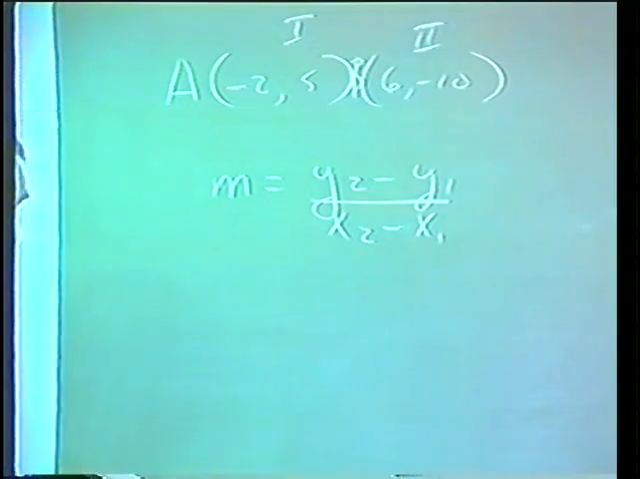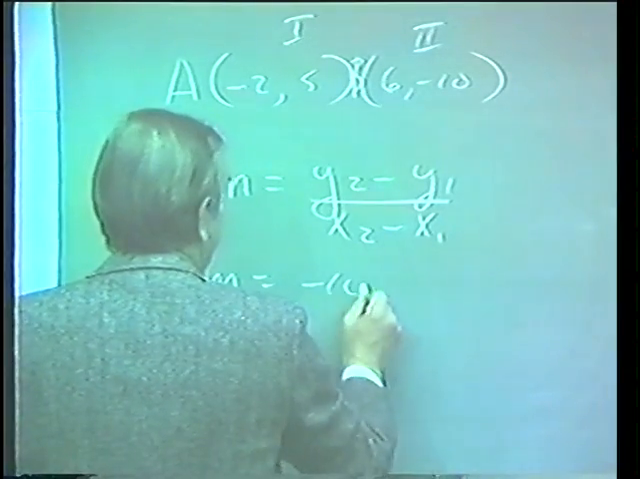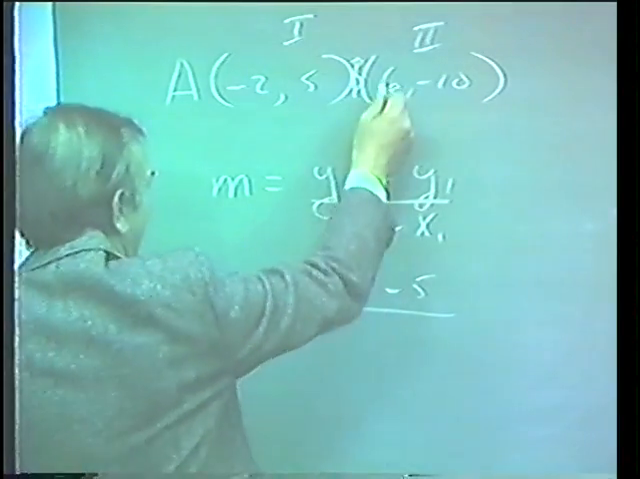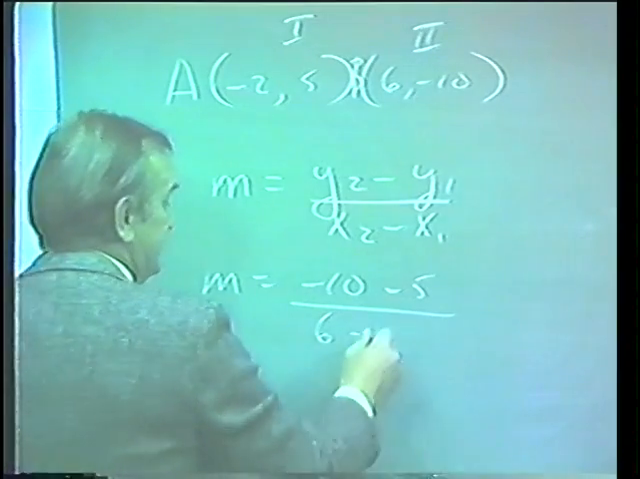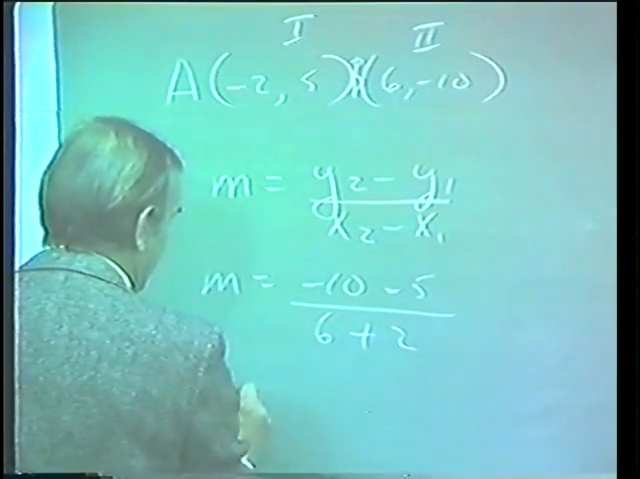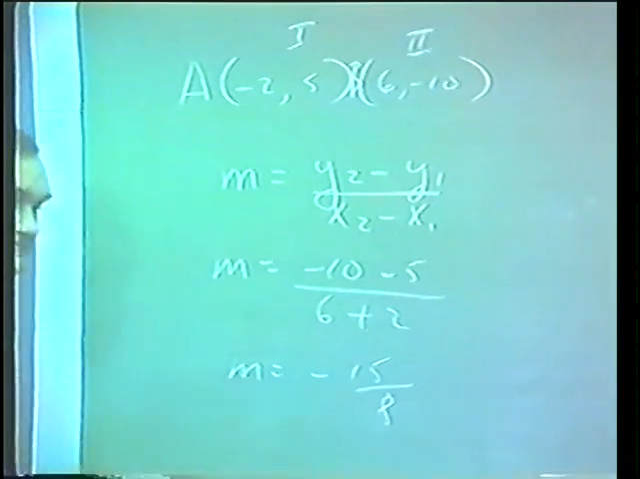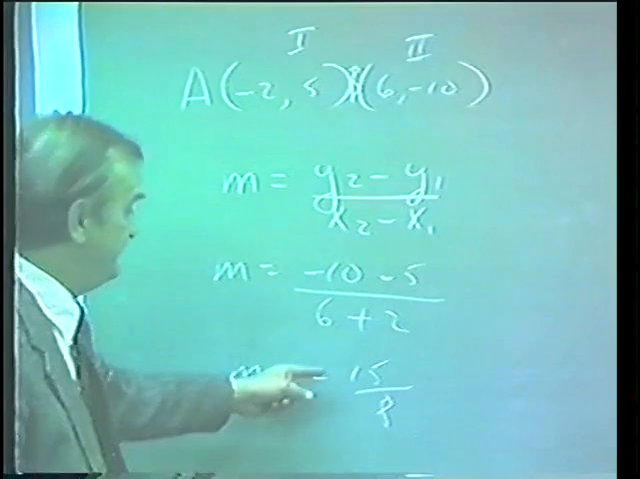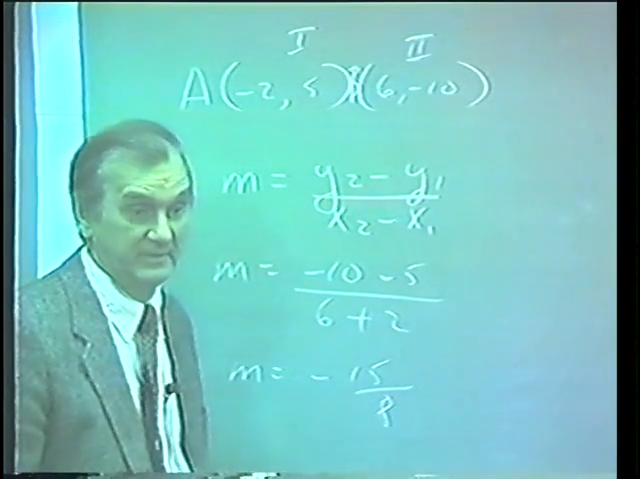We now just plug these values into our formula. So we have m is equal to y2, that's -10, minus y1, that's 5, all over x2, which is 6, minus x1, which is -2, minus a negative is +2. So we get m is equal to -15 over 8. And there's the slope of this line. What this is saying is that for every 15 units y goes down, x goes 8 units to the right.